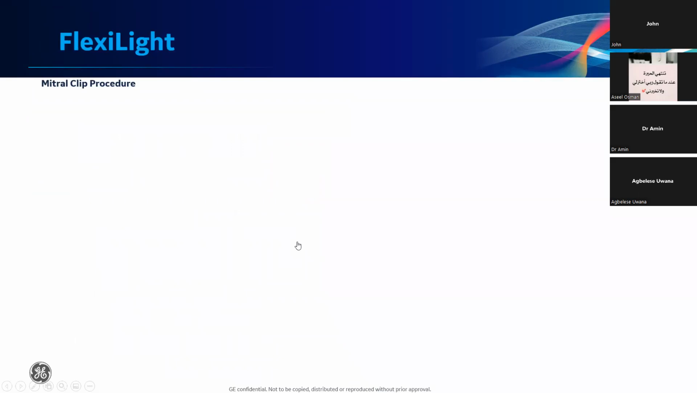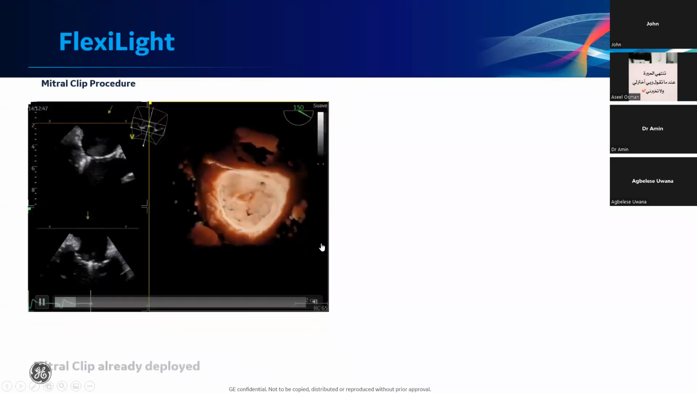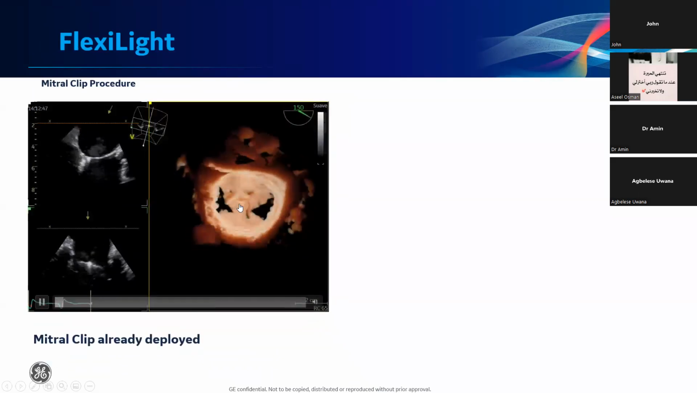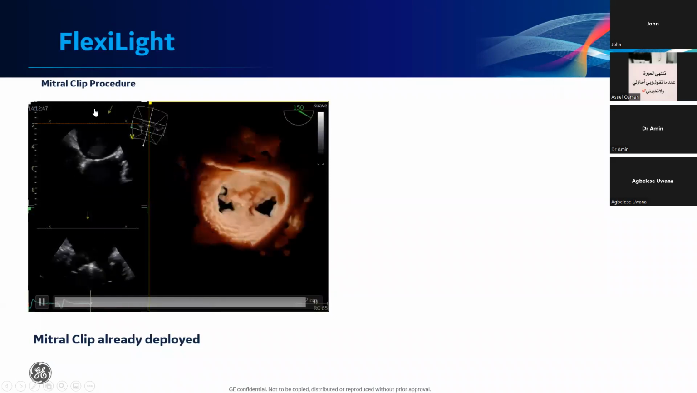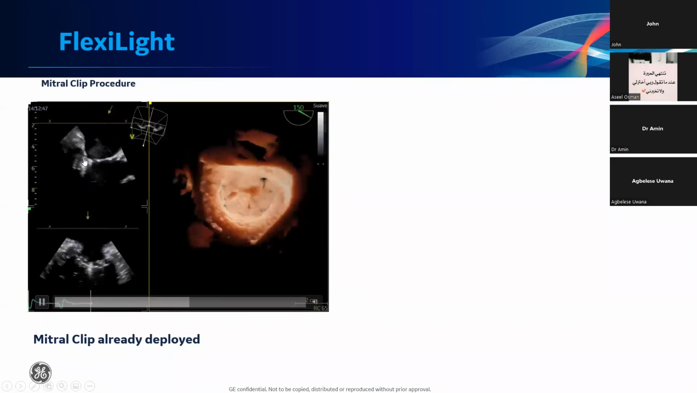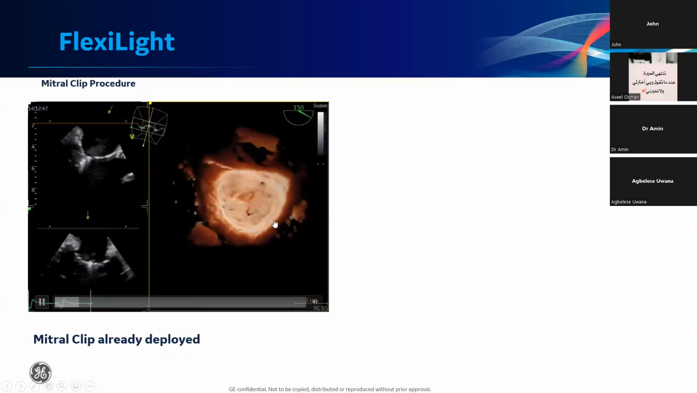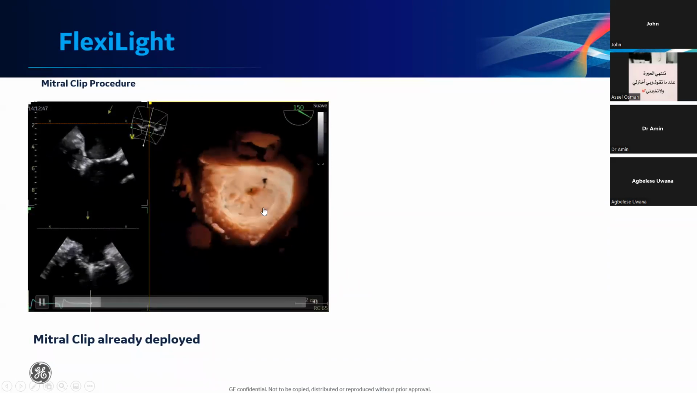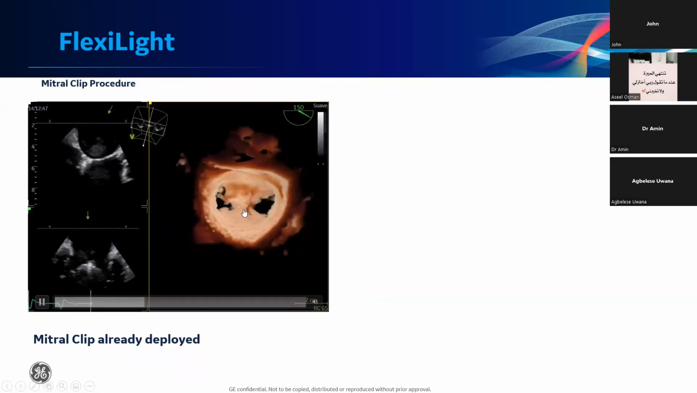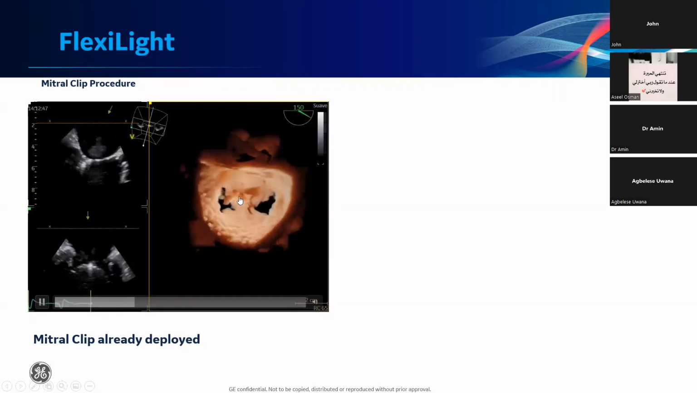Then, this is another example of the help of FlexiLight. This is FlexiLight. The light source is actually inside the atrium, and you can see the arrow. We are looking from the atrial position. In other words, the surgical view of this mitral valve post clip. You can see the clip has been there. You can see there is no catheter from 2D, and from 3D there is no catheter.